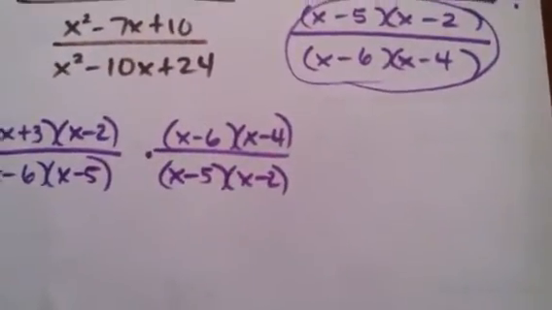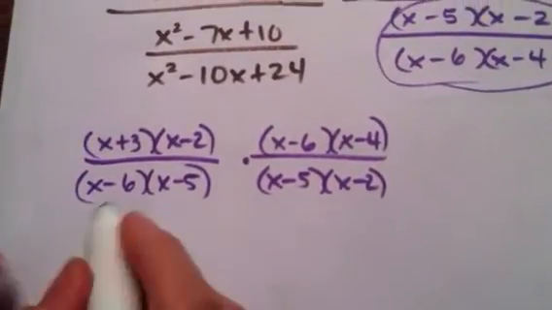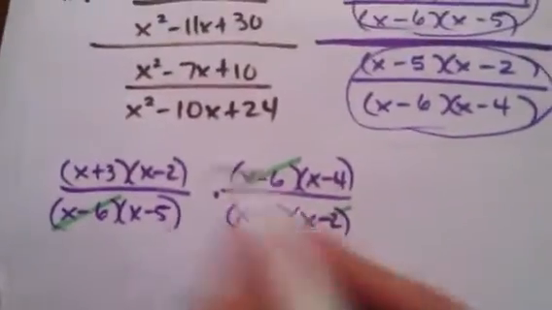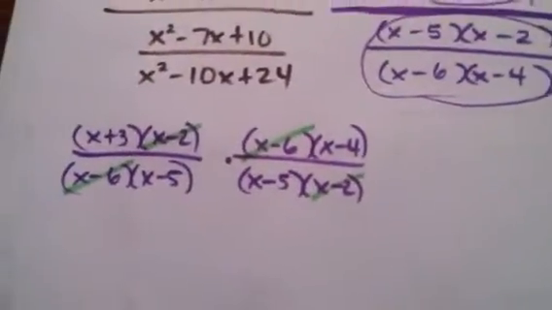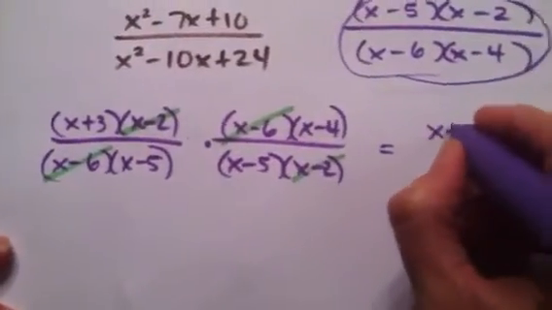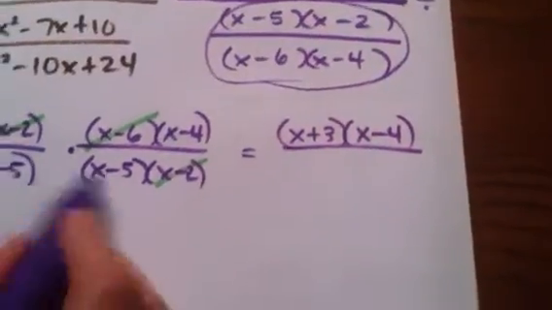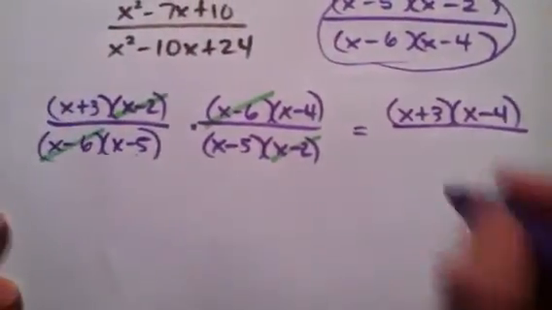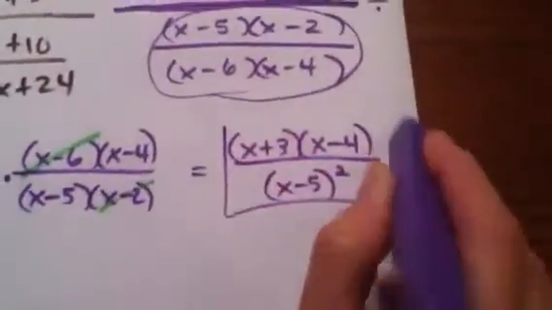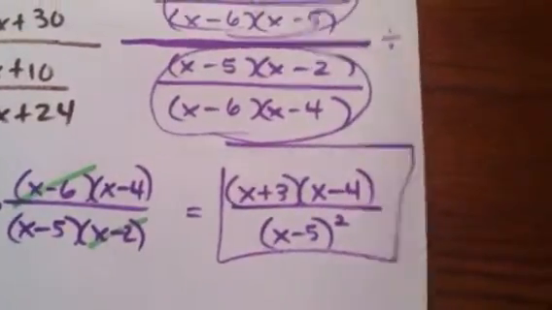Okay, does anything cancel? Let me get a different color. Does everybody see these x minus 6? They're exactly the same. The x minus 2s are exactly the same. That's all I see that is exactly the same. That will cancel. So what am I left with? On the top, I have an x plus 3 and an x minus 4. And on the bottom, do you see how they're exactly the same? I could write it twice, but I'm actually just going to be real lazy and write it like that. And there you go. So hopefully that'll get you started.